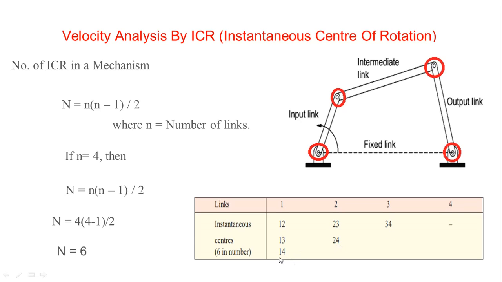I24 and I14. So in this way, if you count it out, 1, 2, 3, 4, 5 and 6, each and every link is making ICR with all other remaining links. So in this way, for a 4 bar mechanism, there will be 6 ICR, and these are the 6 ICR.